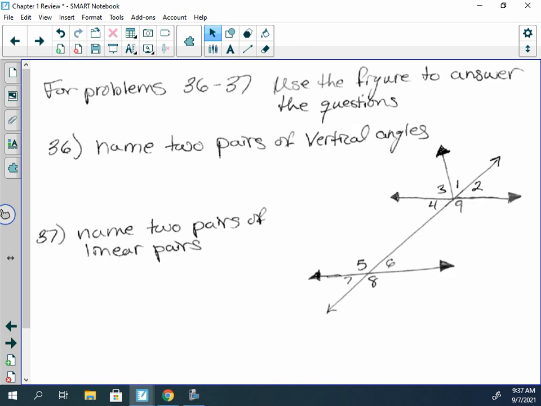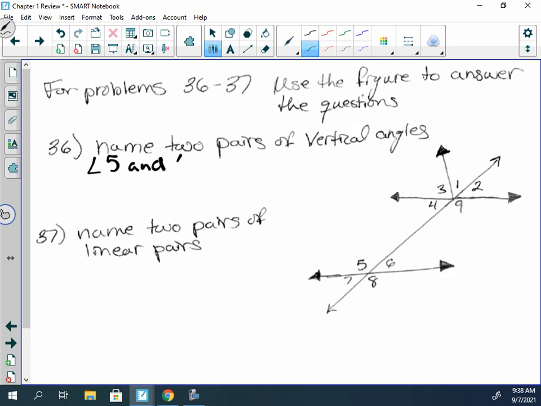Name 2 pairs of vertical angles. So what angles would be vertical? 5 and not 6, but 5 and 8. 6 and, and the only other one that we would have would be 4 and 2. Because of the 1 and 3 split, 9 wouldn't have one because the angle opposite 9 is split into 1 and 3.